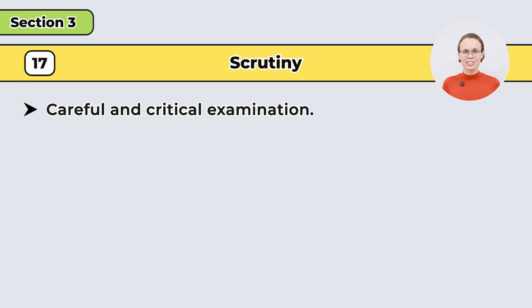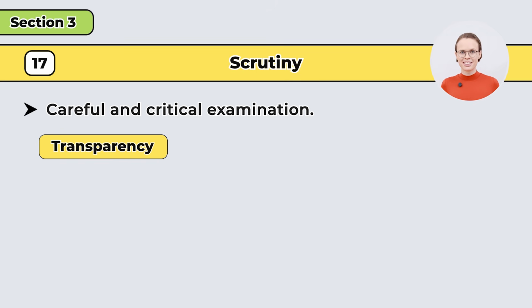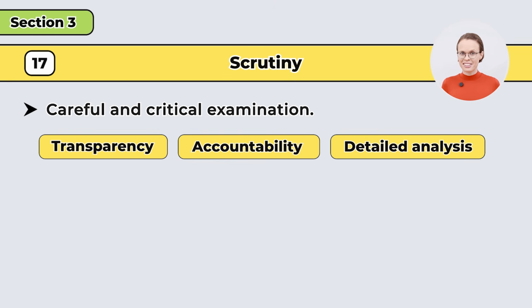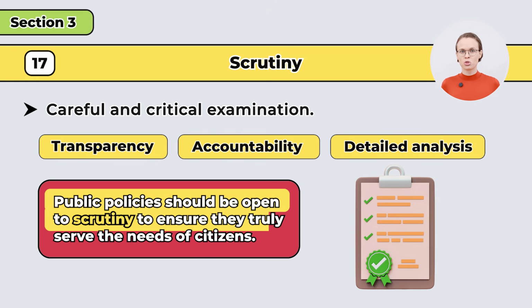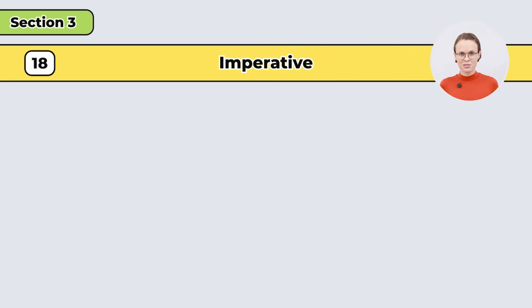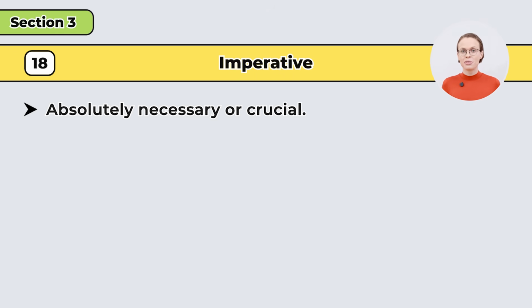This noun appears in discussions about transparency, accountability, and detailed analysis of policies, systems, or situations. Here's how it sounds. Public policies should be open to scrutiny to ensure they truly serve the needs of citizens. Let's turn to imperative, meaning absolutely necessary or crucial.